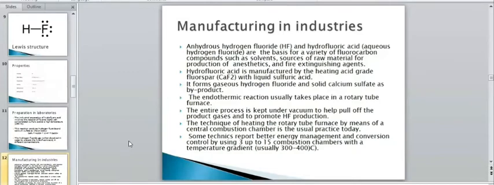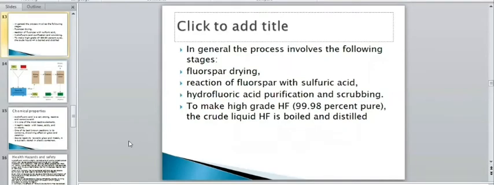Some techniques report energy management and conversion controlled by 3 up to 15 chambers with a temperature gradient of usually 300 to 400 degrees Celsius. Now, this process involves only 4 stages: fluorspar drying, reaction of fluorspar with sulfuric acid, hydrofluoric acid purification and scrubbing to make high-grade hydrofluoric acid that is 99.98% pure. The crude liquid hydrogen fluoride is boiled and distilled.